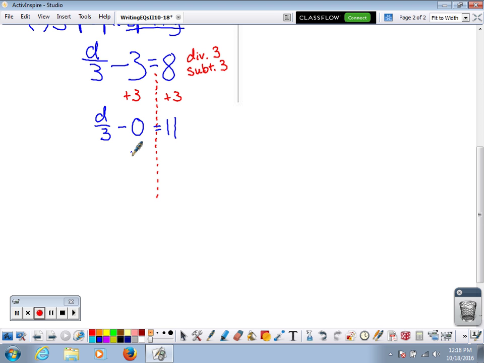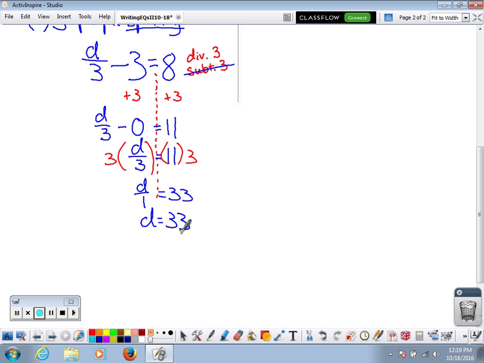Okay, so now D over 3 minus 0 is just D over 3. And look at that. They're not subtracting 3 anymore, but they are still dividing by 3. So what are we going to do? We're going to multiply both sides by 3. Okay? And what's that going to give us? Very good. D over 1 equals 33, which means D equals 33.